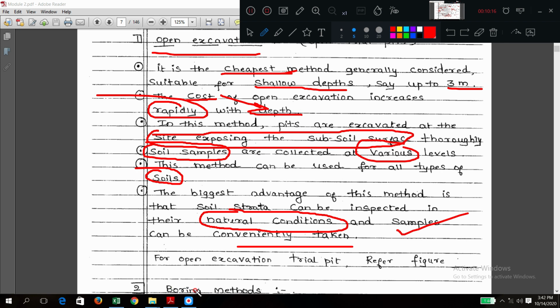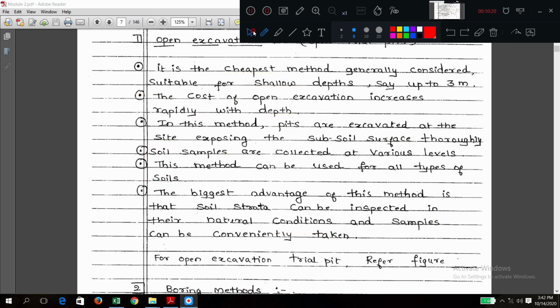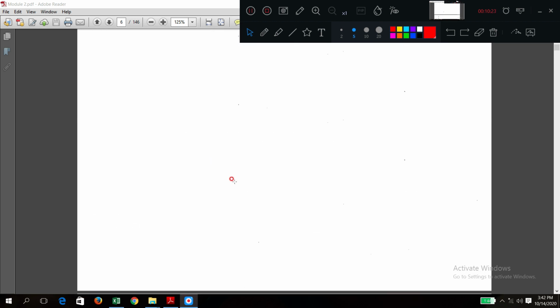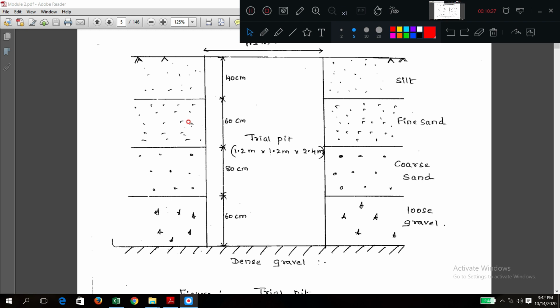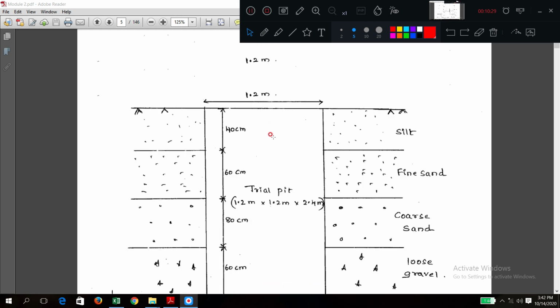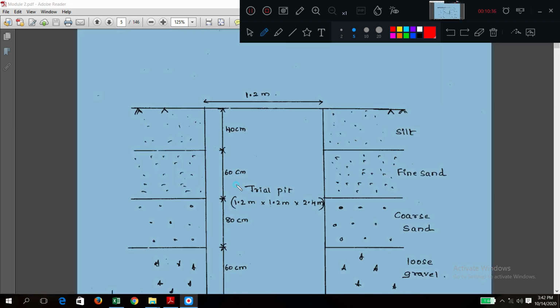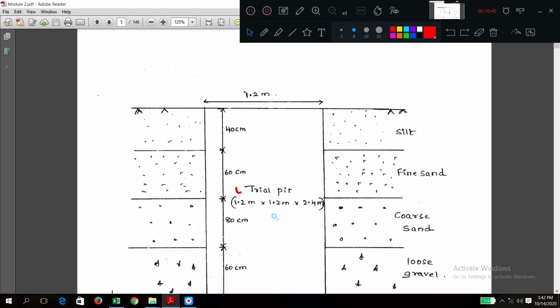So for this trial pit, we have seen this diagram. It is an example of open pit excavation. Like this you can excavate. Typical size is 1.2, 1.2, 2.4. This is length, this is breadth, and this is depth. Okay, LBD.